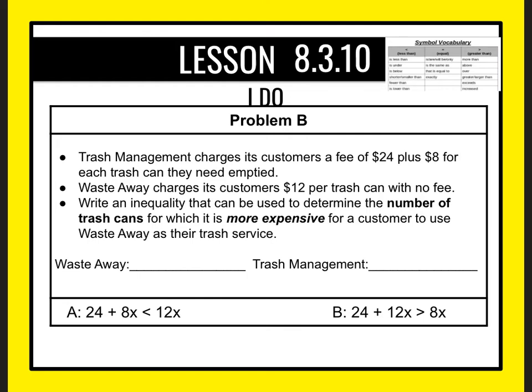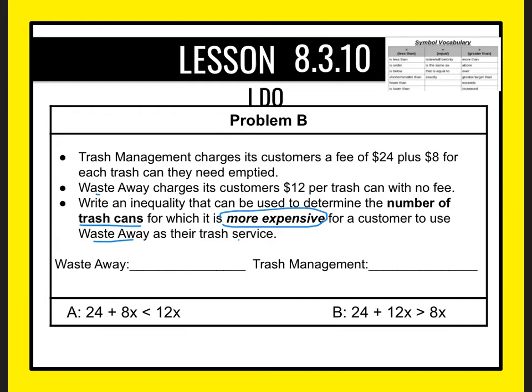Trash management charges its customers a fee of $24 plus $8 for each trash can that they empty. Waste Away is charging its customers just $12 per trash can that they empty with no additional fee. So we need to write an inequality that can be used to determine the number of trash cans. Okay, so I'm looking at those number of trash cans for which it's going to be more expensive for a customer to use Waste Away as their trash service. At what point will it be more expensive?